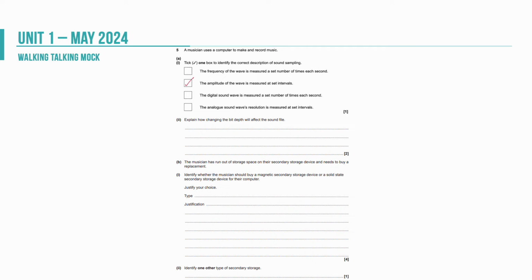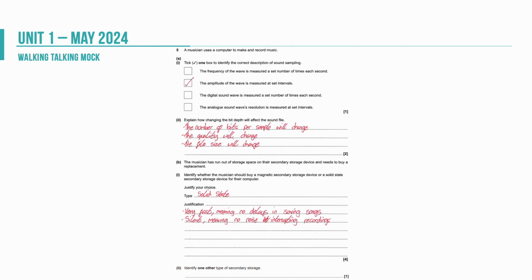Really important to note, it hasn't said whether the change is to increase or decrease the bit depth. So your answer should be along the lines of the number of bits per sample will change. That means the quality will change and the file size will change. But we're not particularly tied into whether that's higher or lower. You're next asked to outline whether magnetic or solid state storage would be better for this computer. You can get the marks for either one, as long as you can justify your answer, but you need to give a really solid justification linked to this musician.